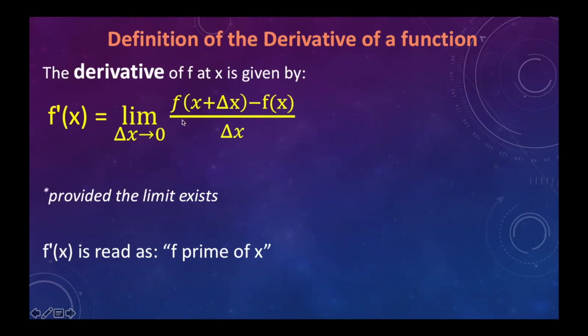Again, this is just a kind of intimidating looking version of rise over run. This is just slope, as I tried to show you in the other slide. This works provided the limit exists, and this f prime of x is read as f prime of x. So instead of f of x, when you find the derivative, the notation looks like this little apostrophe. It's read f prime of x.